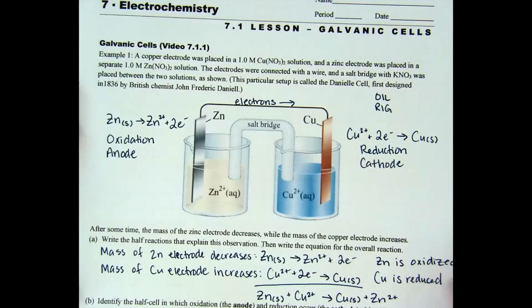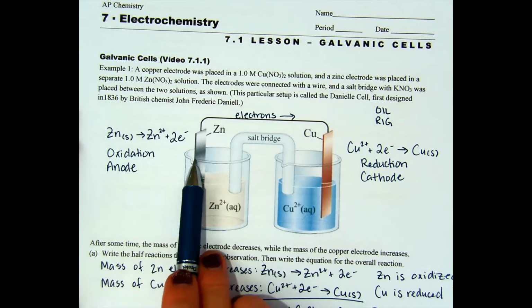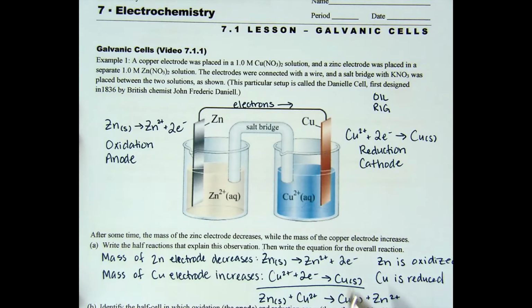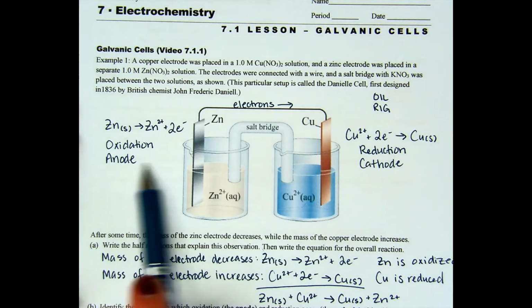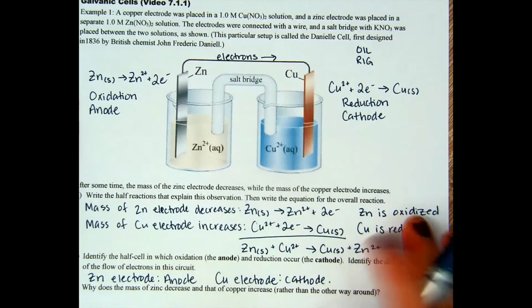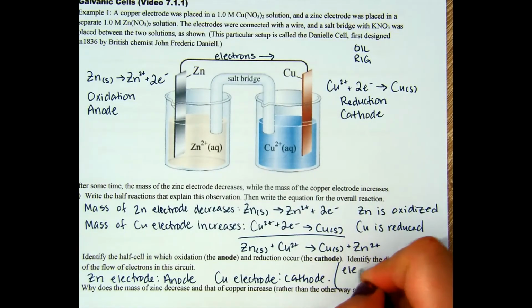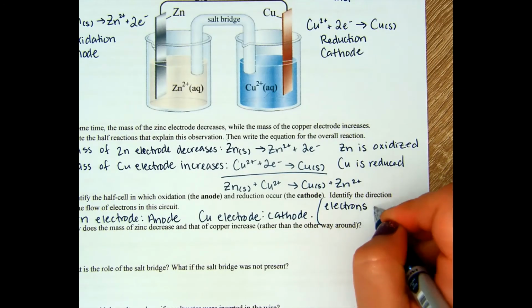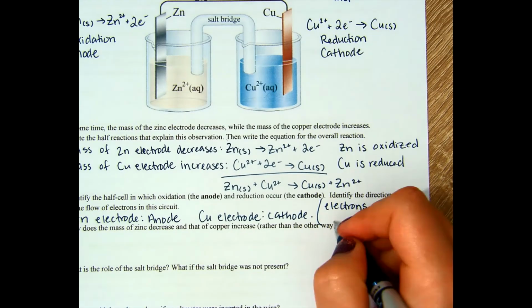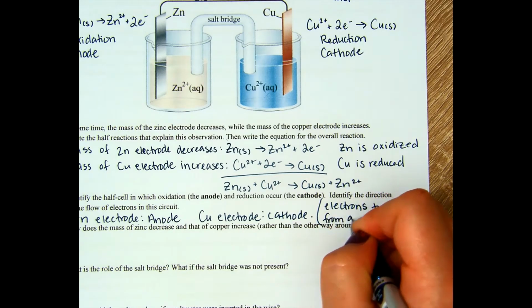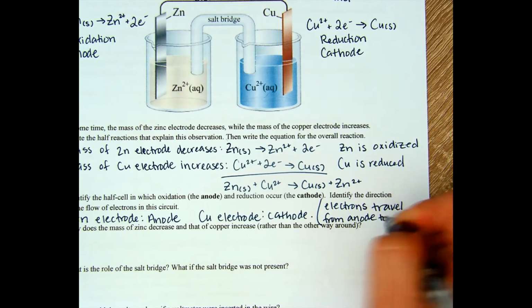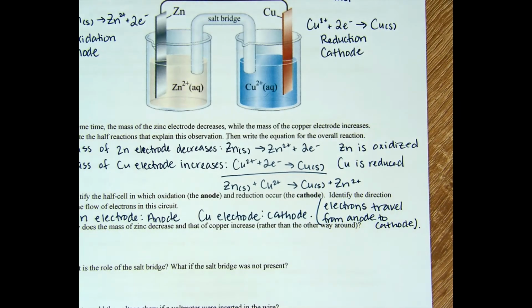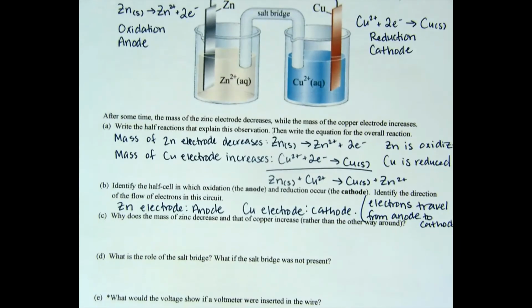And when we look, our electrons are flowing from the anode, from the zinc, to the cathode. And that's always going to be true in our galvanic cells. So the electrons are always going to travel from the anode to the cathode. So let's write that down. They travel from anode to cathode.